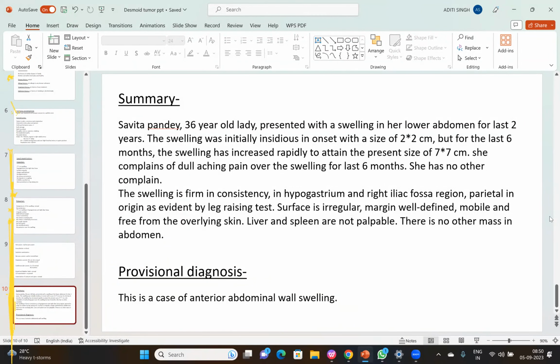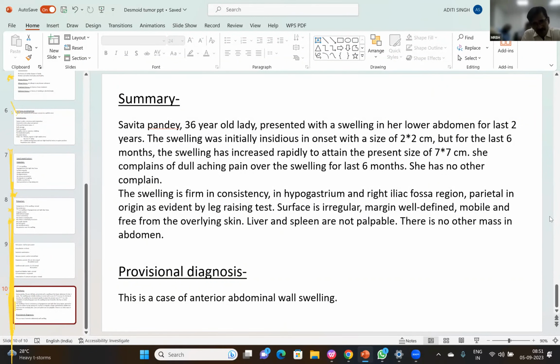The principle of surgery in desmoid tumor is wide local excision, because pathologically desmoid tumors are locally aggressive. Yes, they infiltrate into the local structures. You may not see with the bare eye the exact microscopic invasion into the local structures.